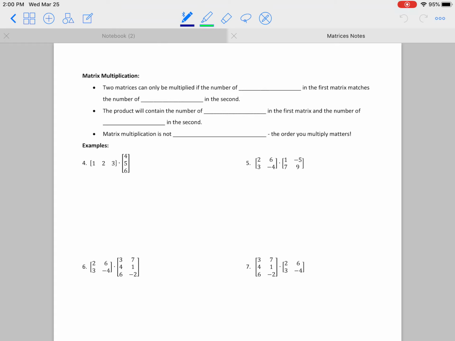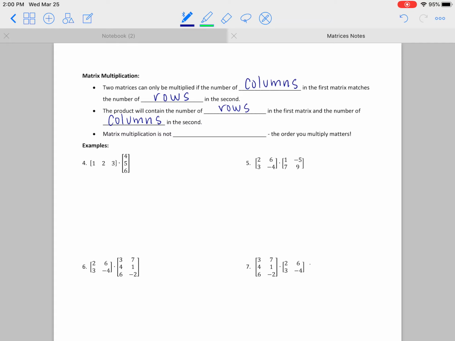In fact, you can only multiply 2 matrices if the number of columns in the first matrix is equal to the number of rows in the second. And then when we multiply, the product is going to contain the number of rows from the first and the number of columns from the second, which is kind of a complicated thing there. And I will show you when we get to number 6 and 7.